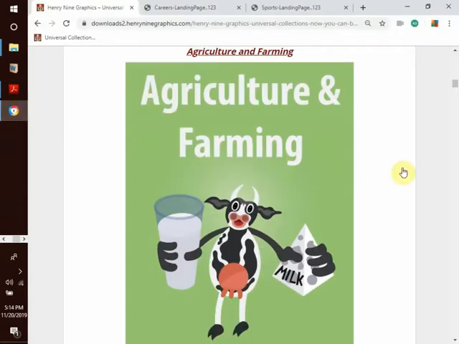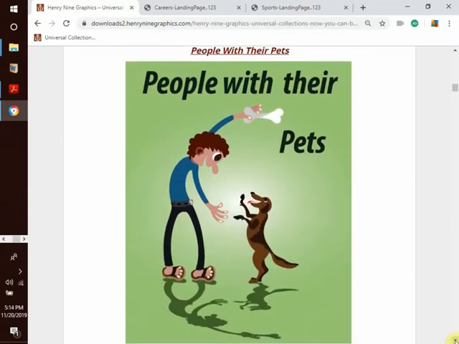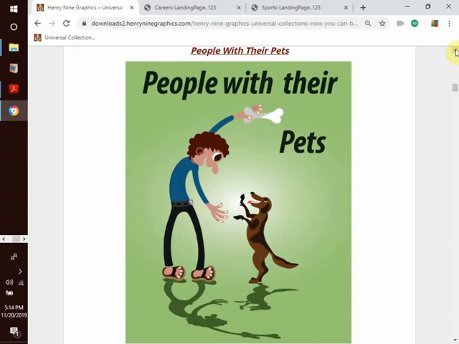Okay, we move on to our next topic here, which is people with their pets. People with their pets. Dogs are better than cats when it comes to loyalty, but cats are more preferable than dogs when it comes to the responsibility required to maintain their healthy lives.